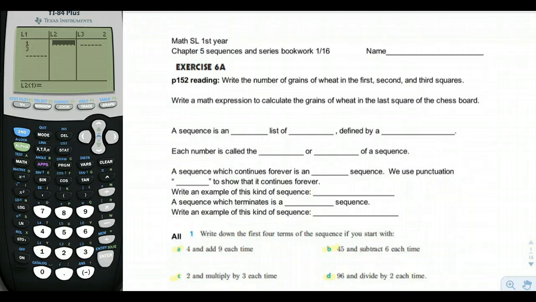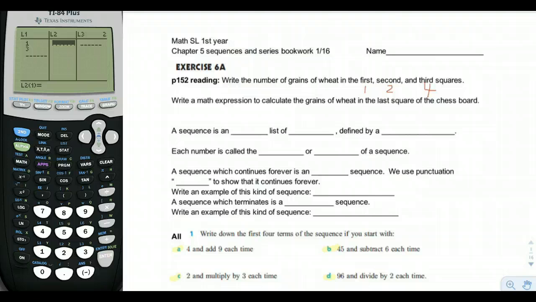In the first square of the chessboard, he wanted 1 grain. In the second square, he would like 2 grains. Third square, he would like 4 grains, and so on. So you can already see the pattern, right? In the third square, not 3 grains, but 4 grains. So this is not 1, 2, 3, 4, 5. He appears to be doubling the number every square.